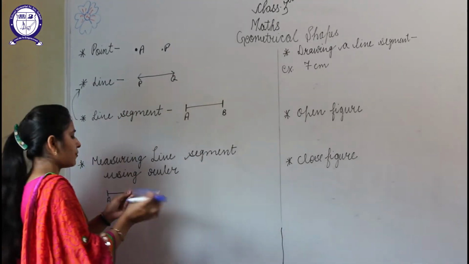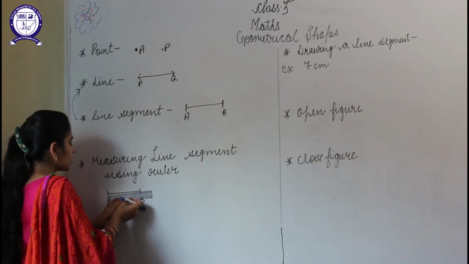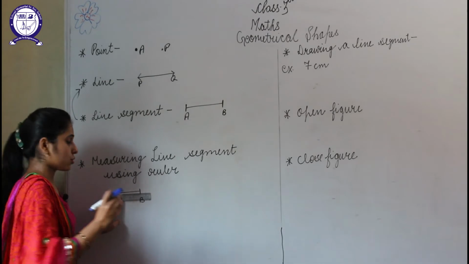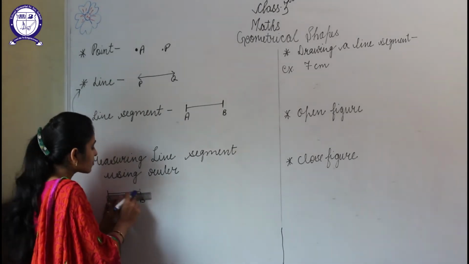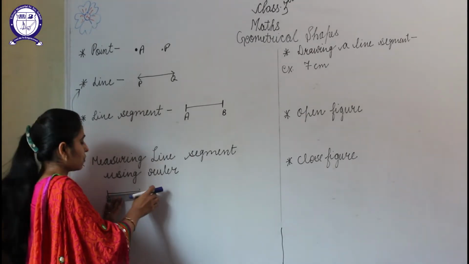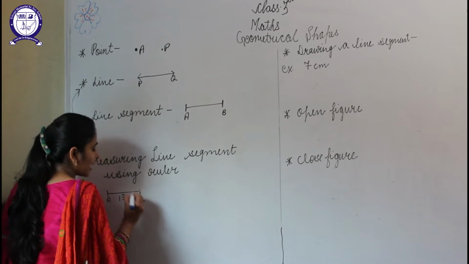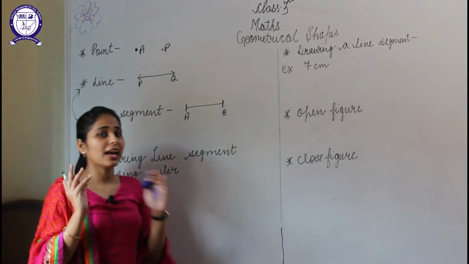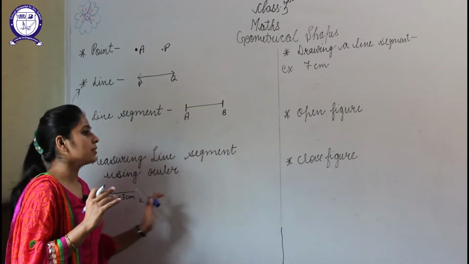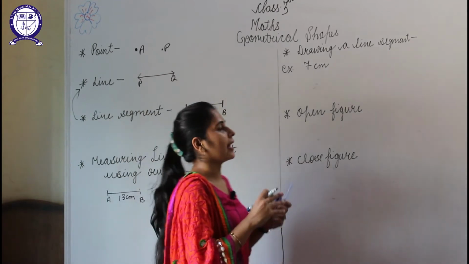Now what you have to do, you will take the 0 point of the ruler and keep this 0 point on the starting point of the line, students. Now you will see where this line stops. My line is stopping at 13 centimeter. So the length of this line will be 13 centimeter, students. Like this, you can measure using a ruler, inch tape or any measuring device to measure the length of the line segment.